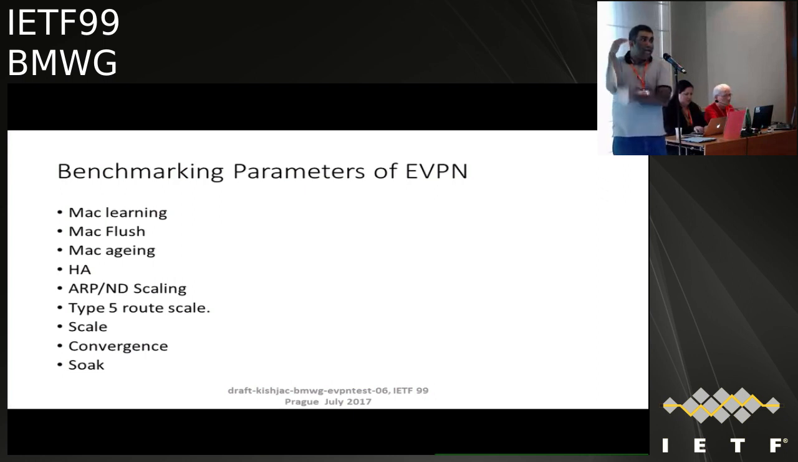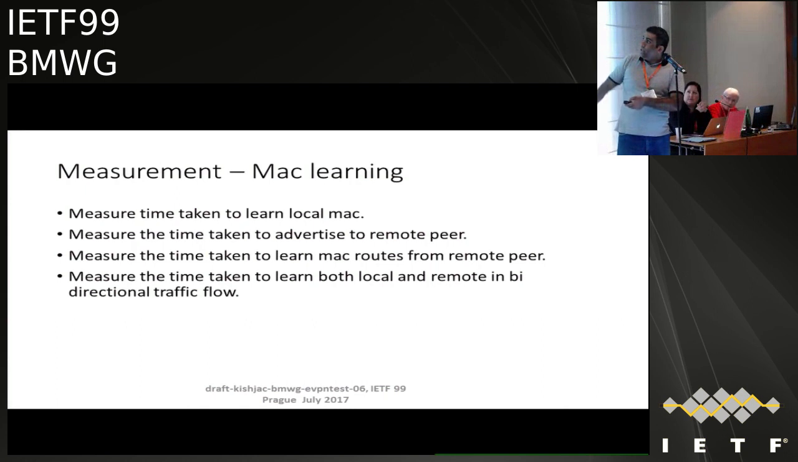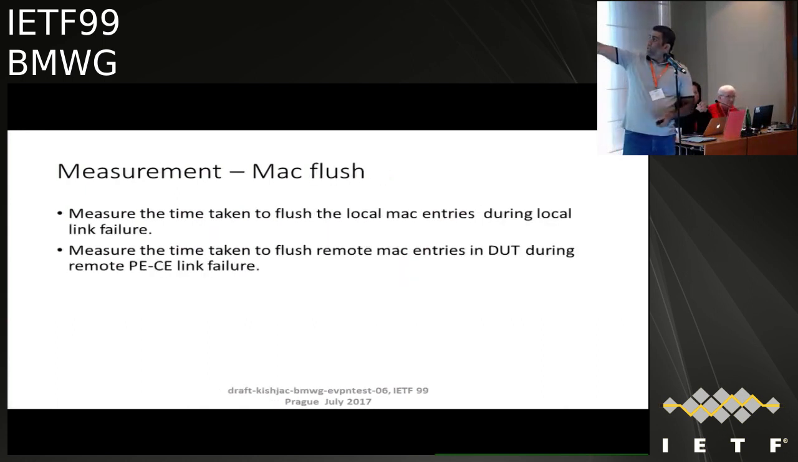The local failure means as good as ESI failure, the local as well as remote. So how fast is it getting flushed? That is covered actually. That's called MAC flush. That is the link failure. We are simulating it. One second. Yeah, the flush, MAC flush. It's what you are referring to.